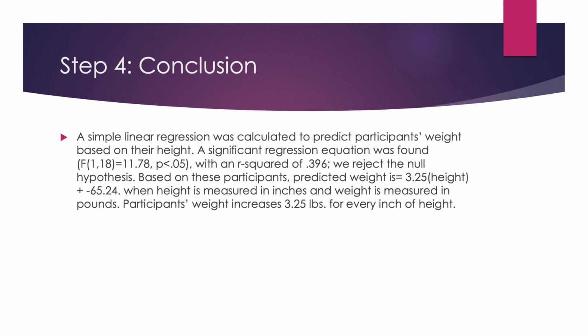Based on these participants, the predicted weight for a person is equal to 3.25 times the person's height plus a negative 65.24, where height is measured in inches and weight is measured in pounds. Participants' weight increases 3.25 pounds for every inch of height.